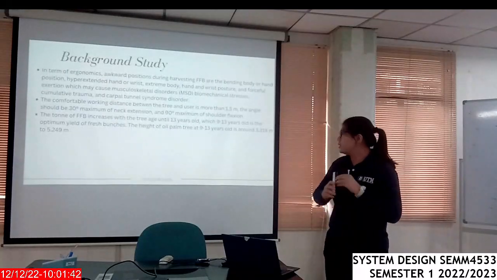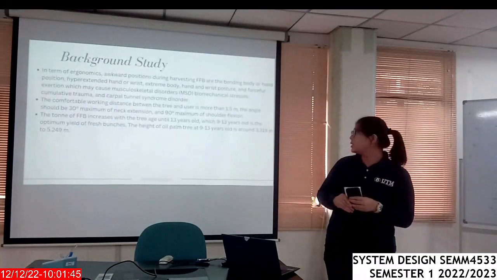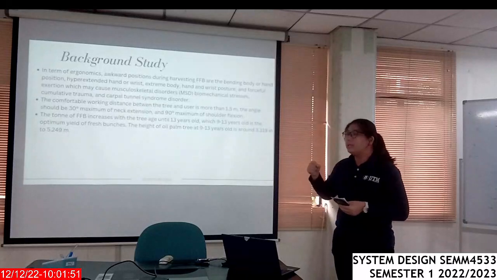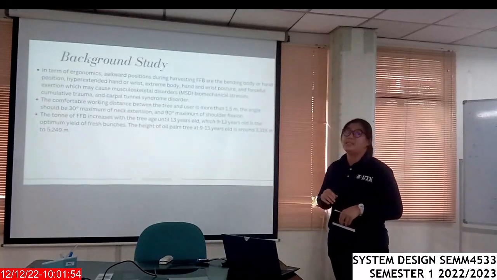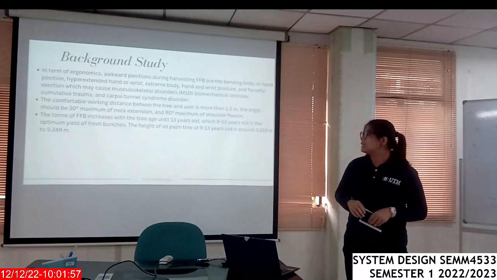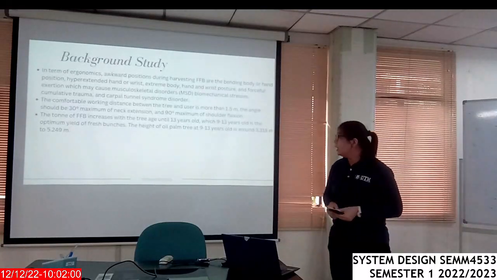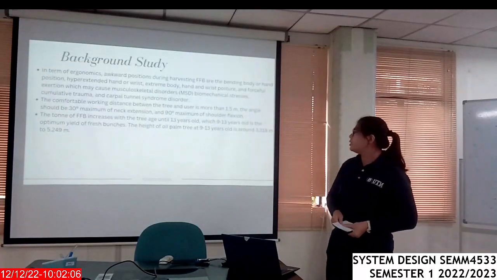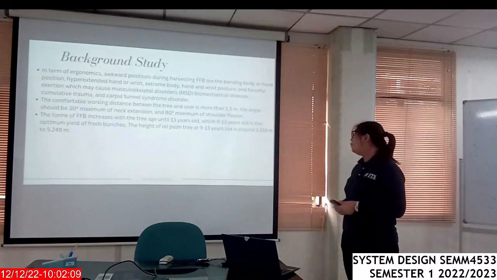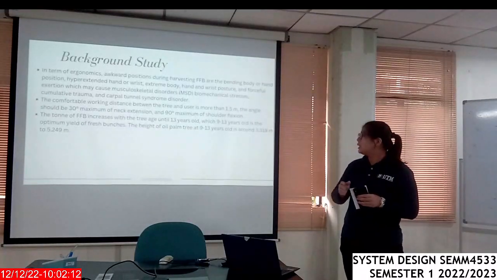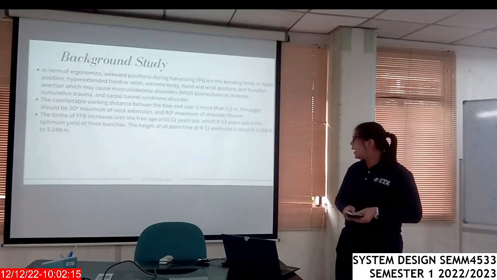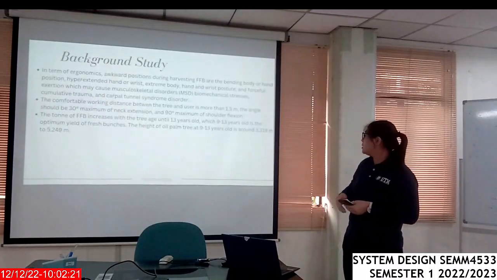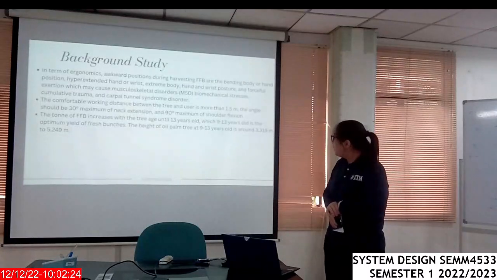Based on the research, the comfortable working distance between the tree and the user is more than 1.5 meters, and the angle should be at a maximum of 30 degrees of neck extension and a maximum of 90 degrees of shoulder flexion. The yield of fresh fruit branches increases with tree age until 13 years old, and from 9 years old to 13 years old is the optimum age of the fresh branches. The height of the oil palm tree between 9 to 13 years old is around 3.3 meters to 5.2 meters.